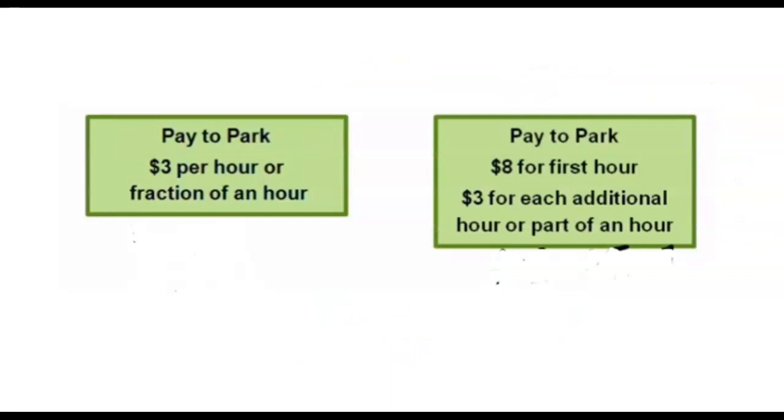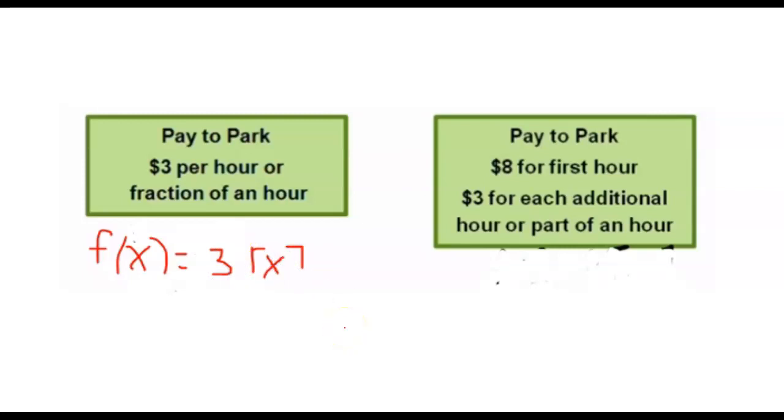Okay, let's figure out how to write a function when we have constant rates and then it changes. So the first scenario is our pay to park for $3 per hour or a fraction of an hour. Well, if I write that function, we did that. We said, hey, f of x equals 3 times the least integer of x.